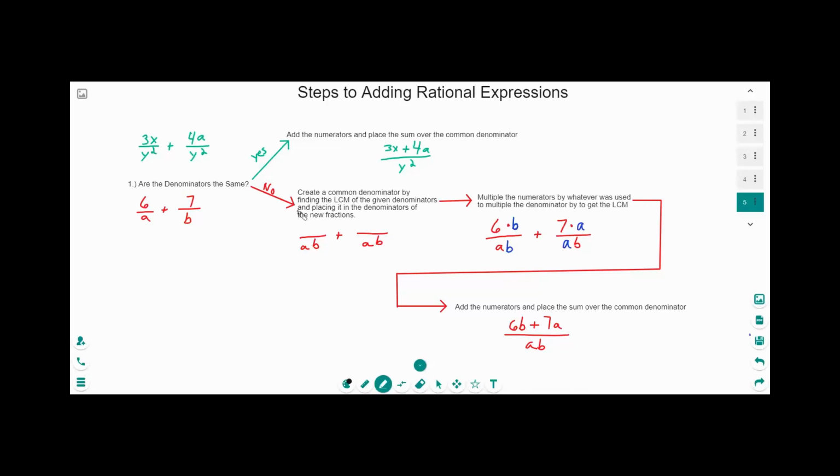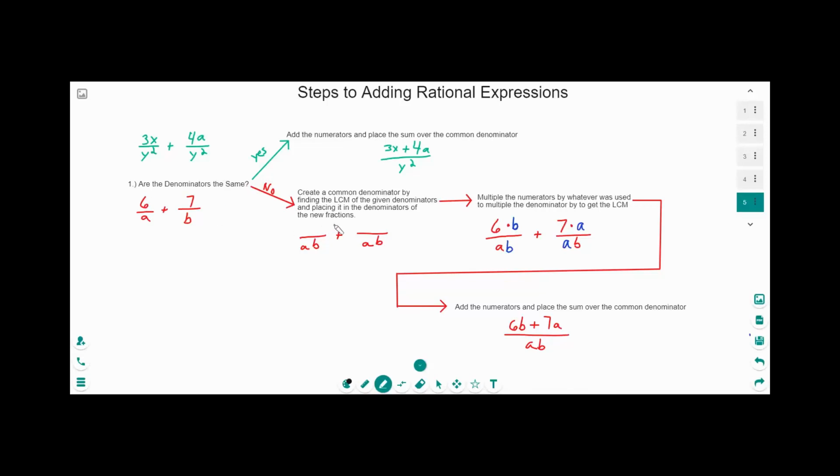All right, it's basically just a flow chart showing how we go about solving these problems. So the first question, are the denominators the same? If the answer is yes, such as in this green problem, then life is wonderful. All we need to do is add the numerators and place the sum over the common denominator. So we're just taking the 3x plus 4a and putting it over the common denominator, y squared. Life is great. The denominators are the same. If the answer to that question is no, such as in this problem, then we need to go this route.